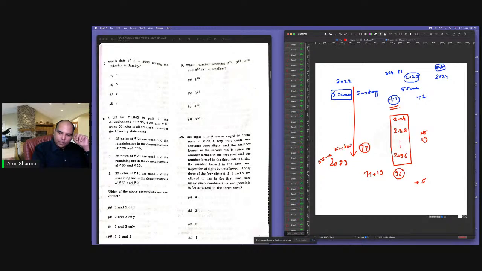Question pucha hai ki which of these days of 2099 will be a Sunday. So you have to go 2 days more. So I think the answer should be 7th June. Please do pardon me if I make any mistakes in my calculations because I'm talking and solving. Aur ye paper achhe quality ka hai. Iska D hai answer. Theek hai? Agle question ko dekhte hain.